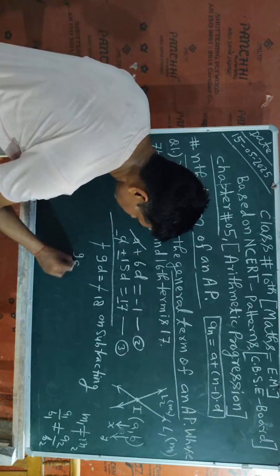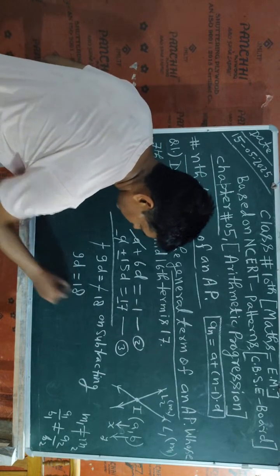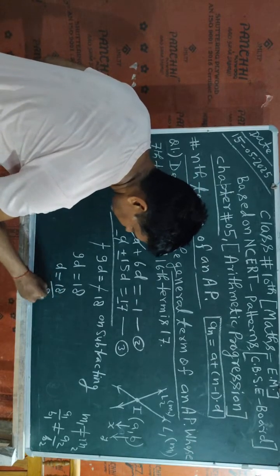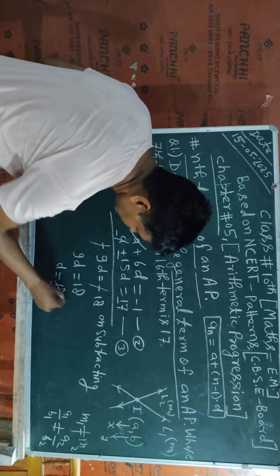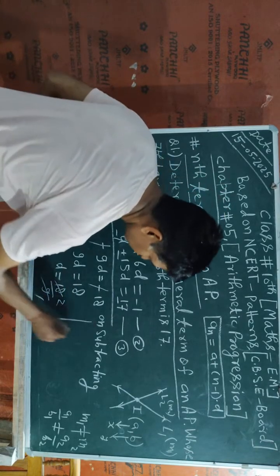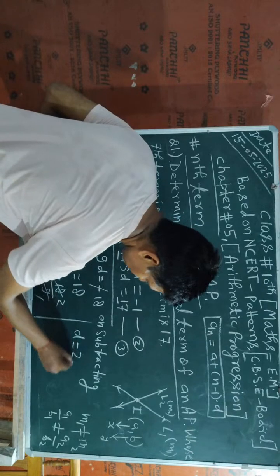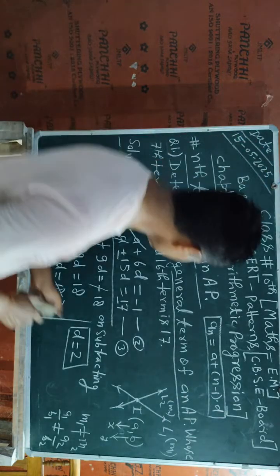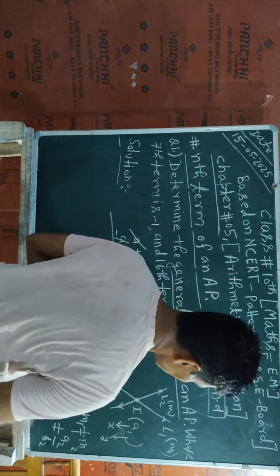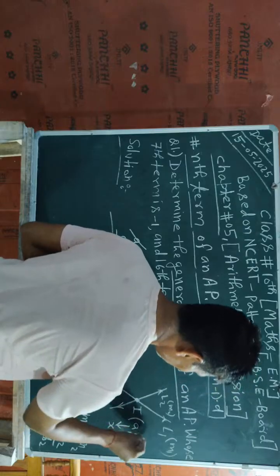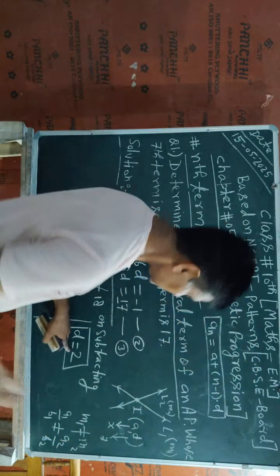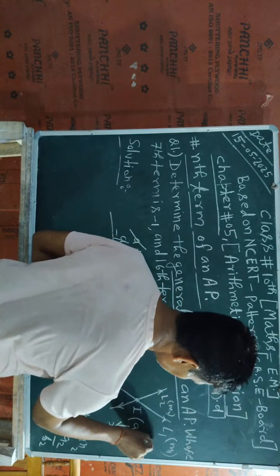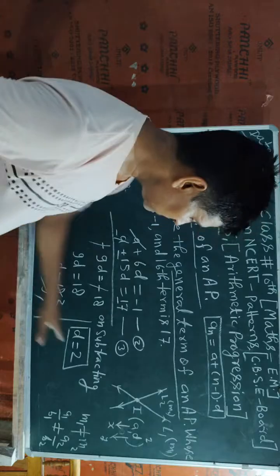So I will write here 9D is equal to 18. So I will write D is equal to 18 divided by 9. After simplifying, 9 times 1 is 9, 9 times 2 is 18. So here I have to write the value of D is equal to 2. I have to write the value of D, not B. So here I have found the value of D is 2.